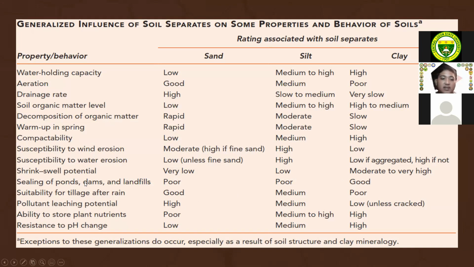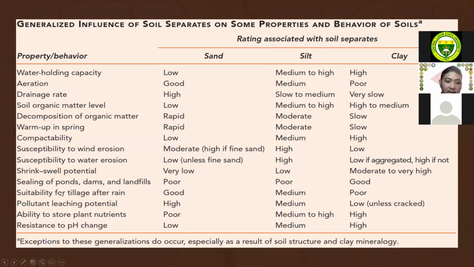Then sealing of ponds, dams, and landfills. So sand is poor, silt is poor, clay is good. So when we are establishing a pond, kailangan talaga yung surface natin is more on clay. Kasi madaling ma-drain out kung ang surface na gagamitin natin sa pag-establish ng ponds is sand or silt.